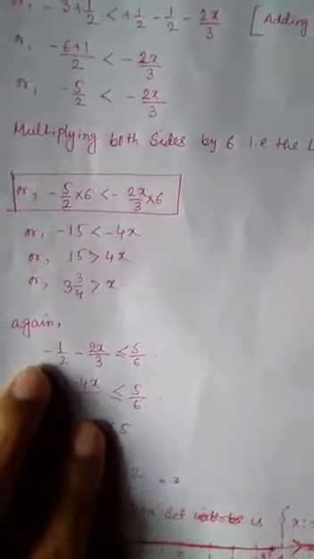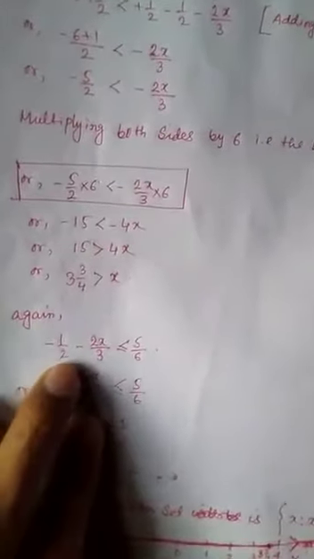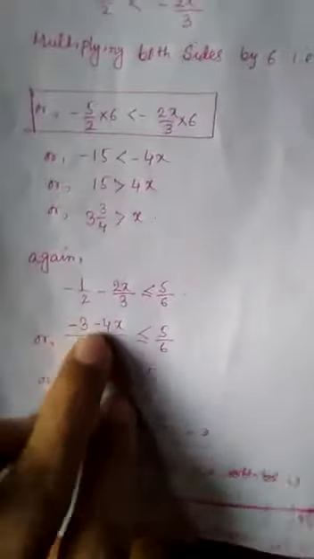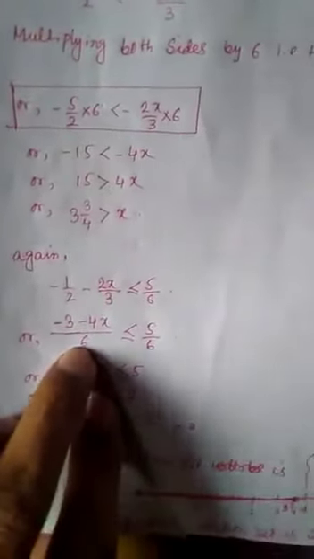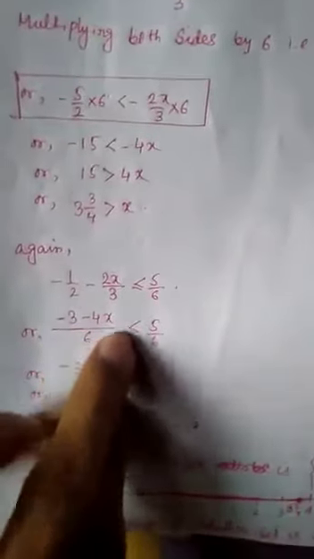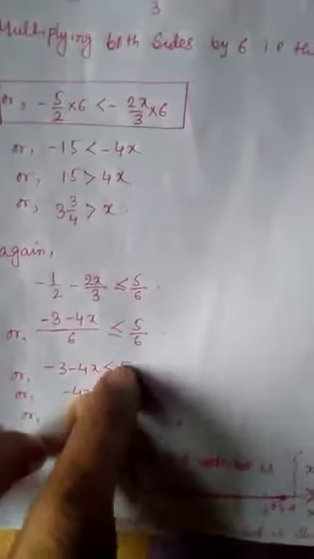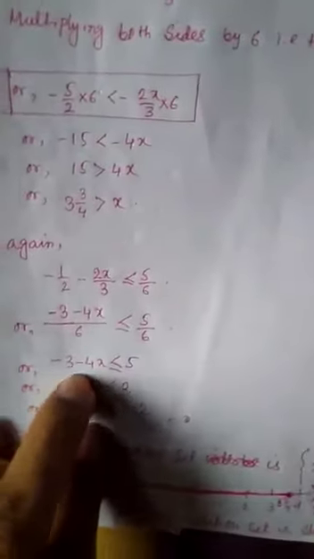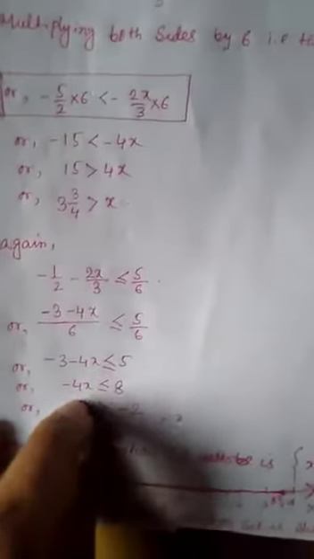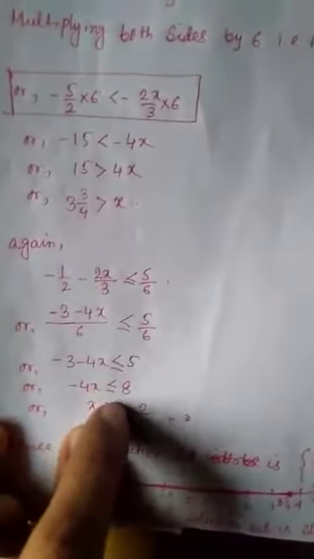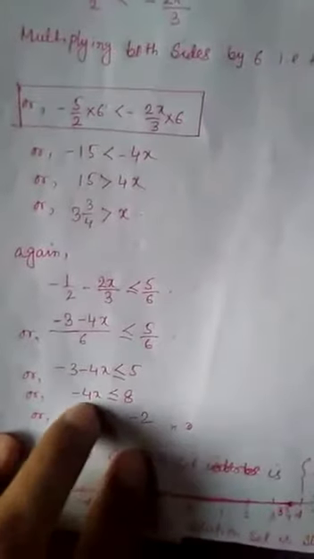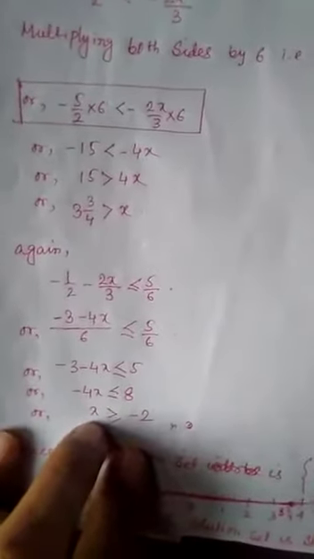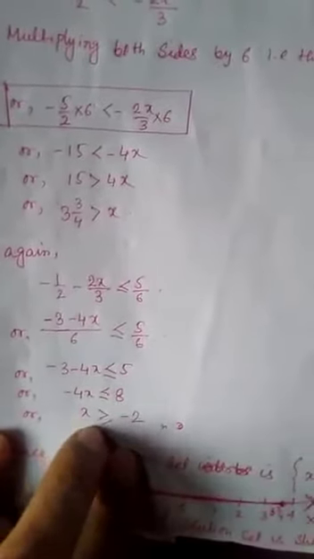Now the second part of this inequation will be minus half minus 2x by 3 less than or equals to 5 by 6. We know that the LCM of 2 and 3 is 6, so we will have minus 3 minus 4x by 6 less than or equals to 5 by 6. The denominators of both parts will cancel out each other, then we will have minus 3 minus 4x less than or equals to 5. So we will have minus 4x less than or equals to 8. Now we know that if we divide by a negative number, then the inequality sign will get reversed. Then we will have x greater than or equals to minus 2.